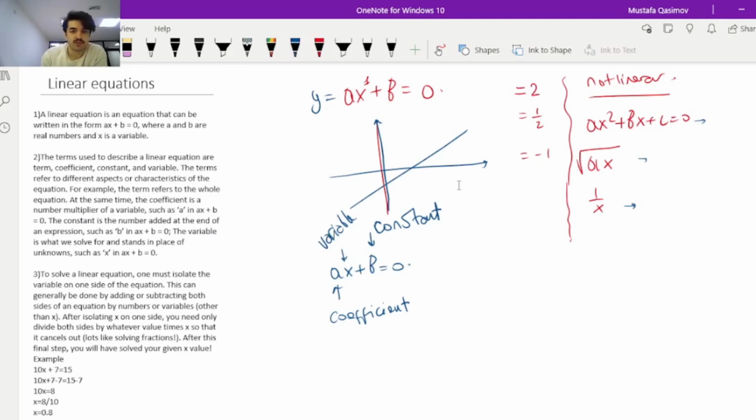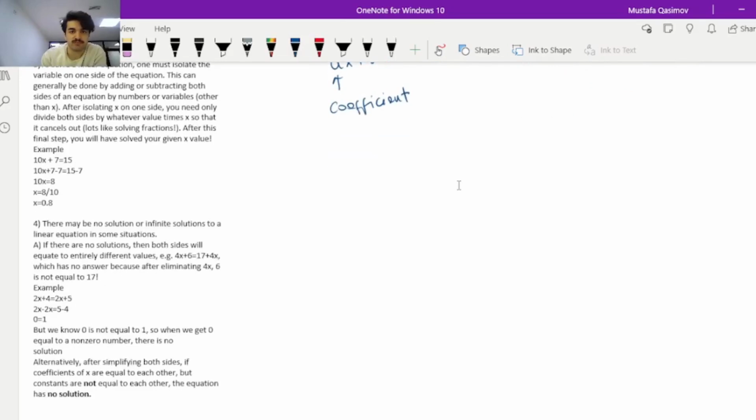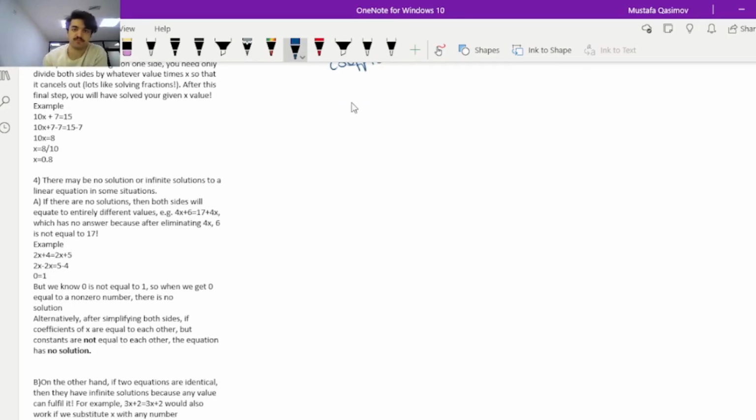Now let's look at how to solve a linear equation. Let's take this example: 10x plus 7 is equal to 15. For solving this equation, we have to isolate x on one side. That's why we have to move 7 to the second side. We will get 10x is equal to 8 and x is equal to 8 over 10, so it is 0.8.